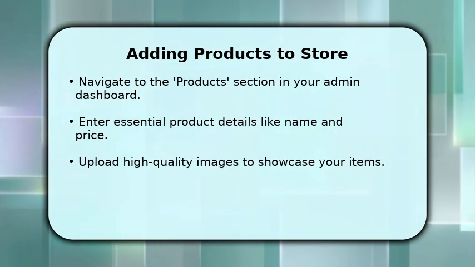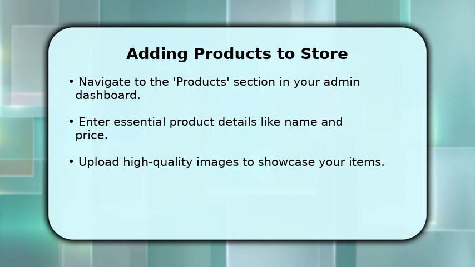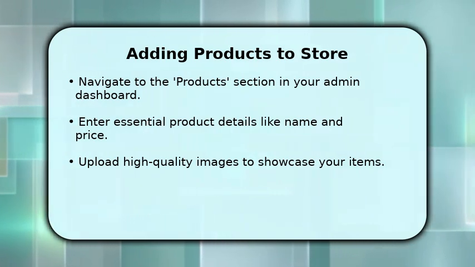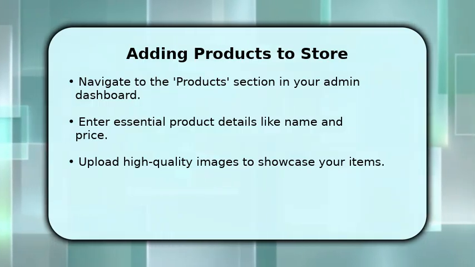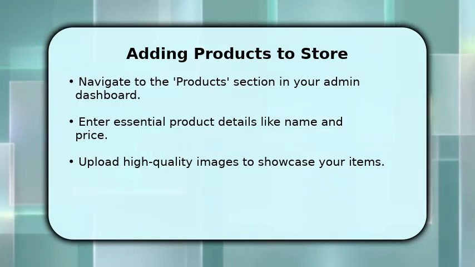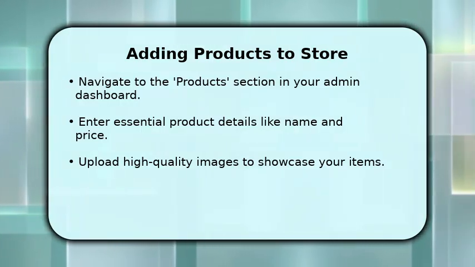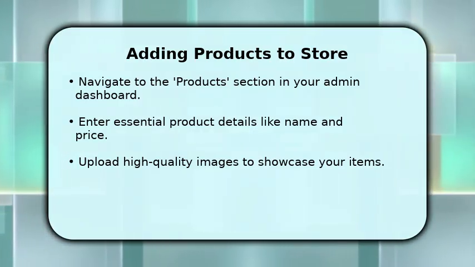Once your store is set up, it's time to add your amazing products. Go to the Products section in your Big Cartel admin. Click Add Product and fill in the details such as the product name, description, and price. Don't forget to upload clear, compelling images. You can also add variants like different sizes or colors and manage your inventory levels.